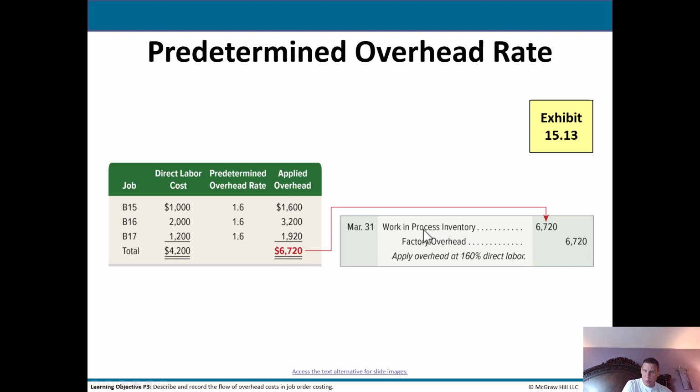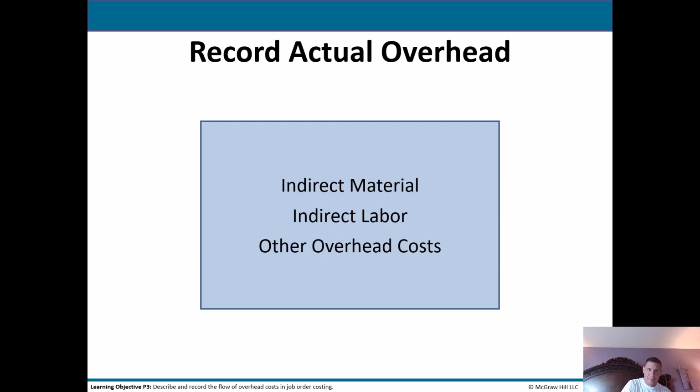So then they debited work in process inventory. They increased the asset account, work in process inventory, with a debit, and then they credited the factory overhead. And again, this is just to apply the overhead for those three jobs. So again, what you're seeing here are not the actual overhead bills. Okay, they're recording those, but they're kind of doing that in the background. They'll make the adjustment at the end of the year.